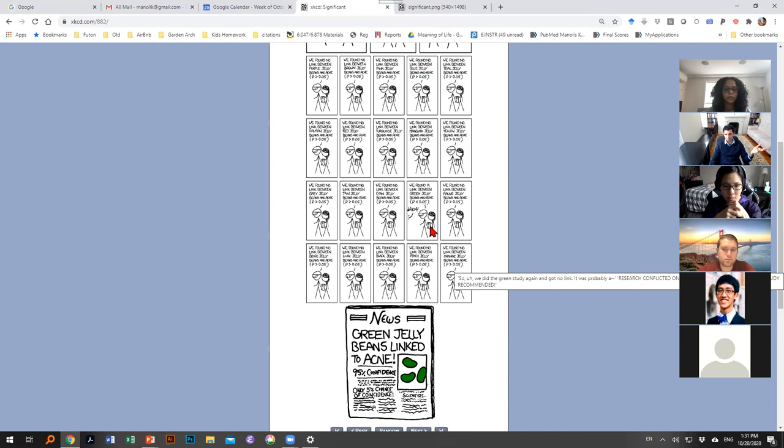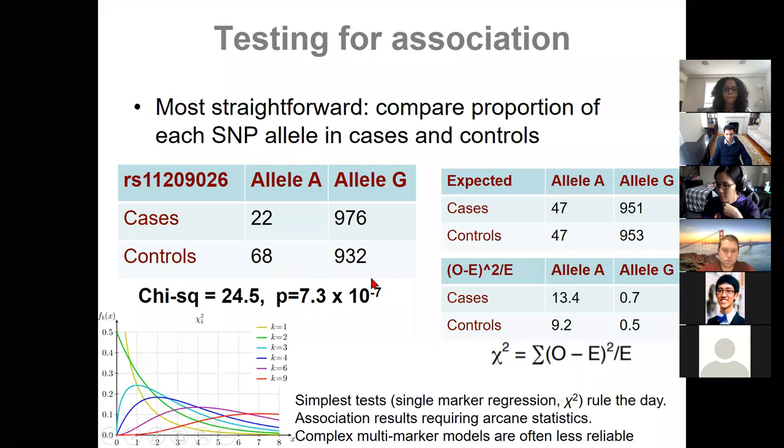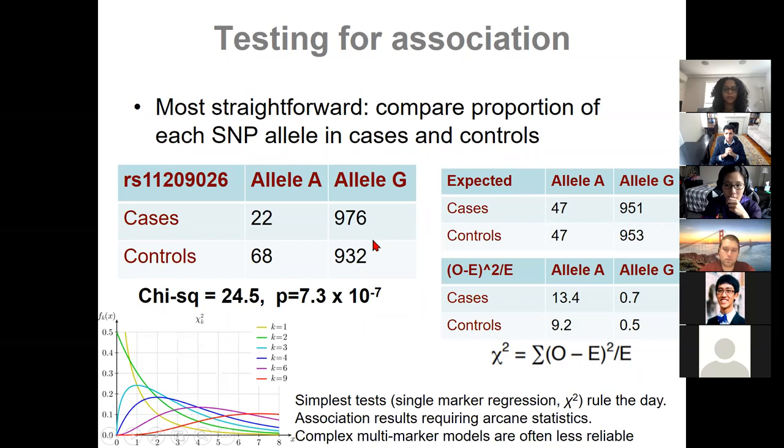We did the green study again and no link. Researchers conflicted on jelly beans versus acne link. More study recommended. Anyway, I don't know if you guys have seen this cartoon before, but this is the problem that we're facing. Basically, if you find an association with 10 to the minus 5 and you're like, woohoo, this is great, but you've done a million tests.